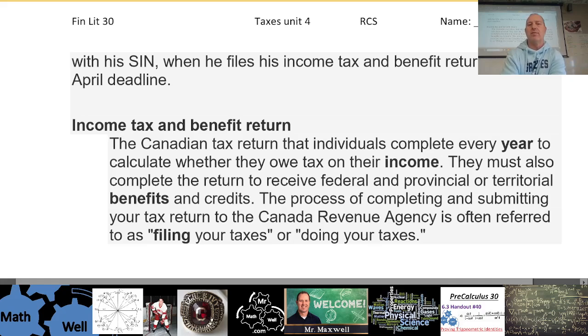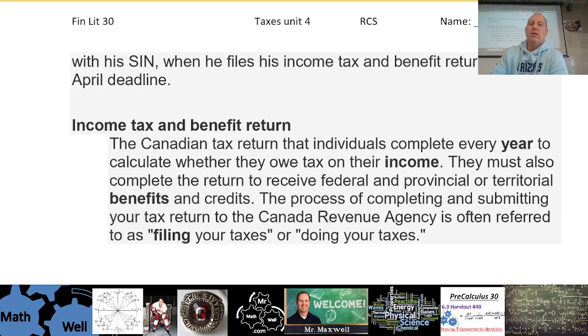So, an income tax and benefit return. The Canadian tax return that individuals complete every year to calculate whether they owe tax on their income. They must also complete the return to receive federal and provincial and territorial benefits and credits. The process of completing and submitting your tax return to the Canada Revenue Agency is often referred to as filing your taxes or doing your taxes. So I think we've talked a little bit about this.